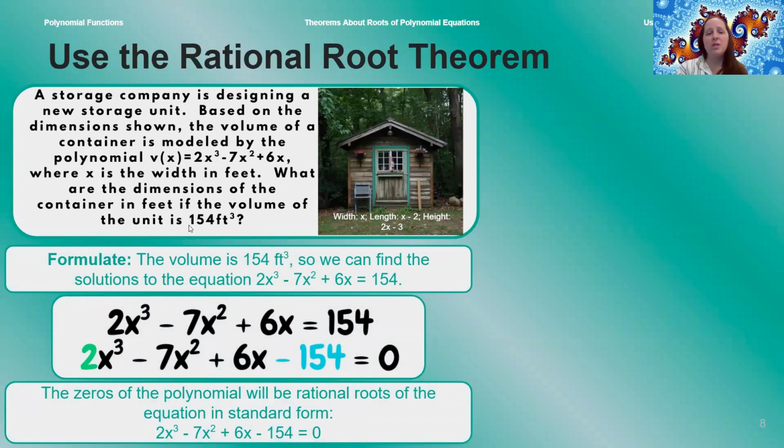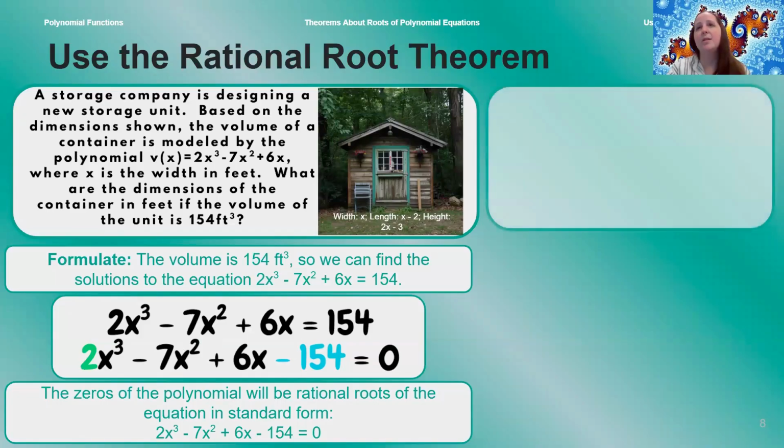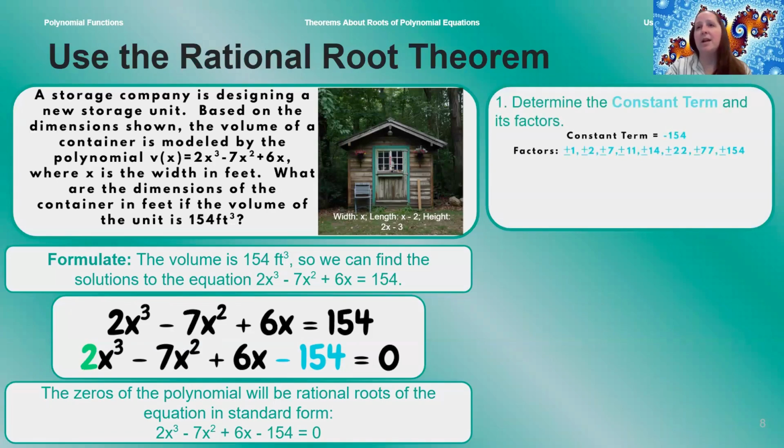So we can find the solutions to the equation by setting the polynomial that we have to find our volume equal to whatever our volume needs to be, in this case, 154. I'm going to move 154 to the left side of my equation. So I'm going to have a polynomial function of 2x cubed minus 7x squared plus 6x minus 154. Okay. I'm going to identify my constant term, negative 154, and my leading coefficient, which is 2.